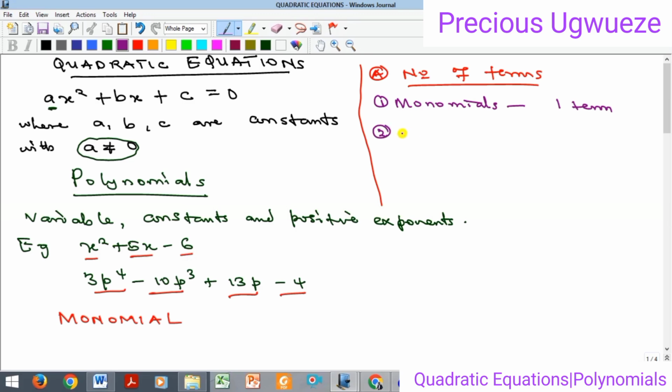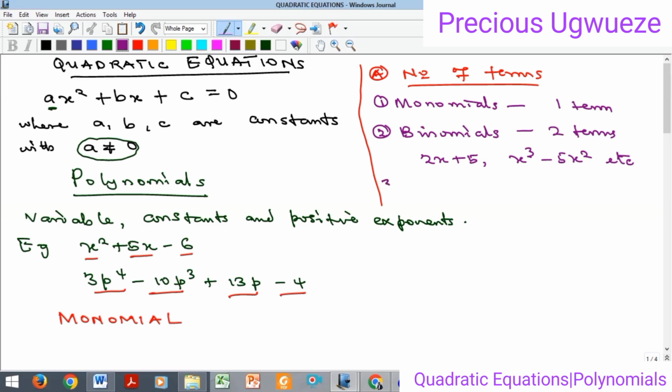The second type here are called binomials. Binomials are polynomials with 2 terms. They contain 2 terms. Example, 2x plus 5 is a binomial. x raised to power 3 minus, let's say, 5x squared is a binomial, and so on and so forth.